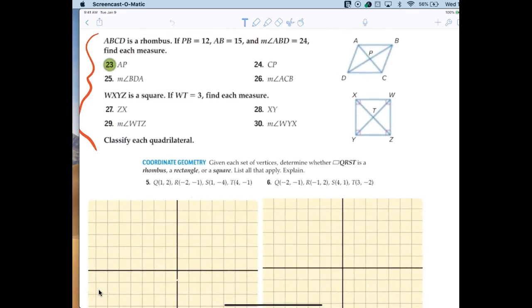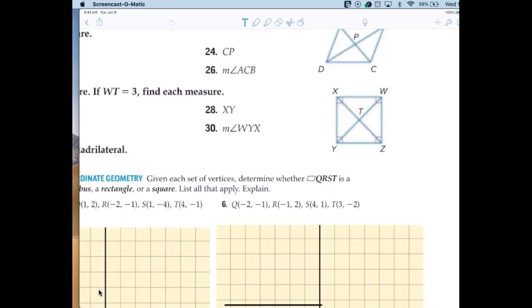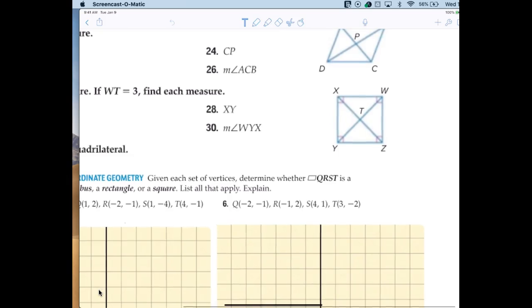Again, I think I'm a little upset with the book, how they do things, as far as you're supposed to remember a squared plus b squared equals c squared. True? Because the diagonals are perpendicular. Do we agree with that? It's a rhombus or a square, so the diagonals are perpendicular.